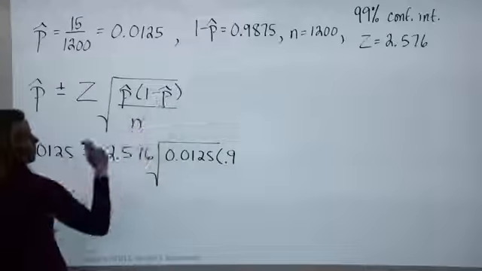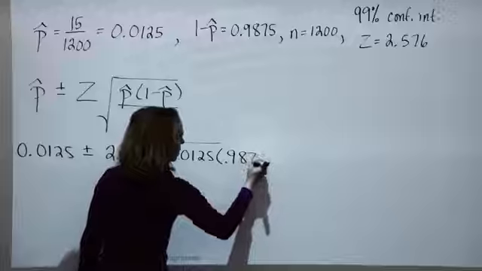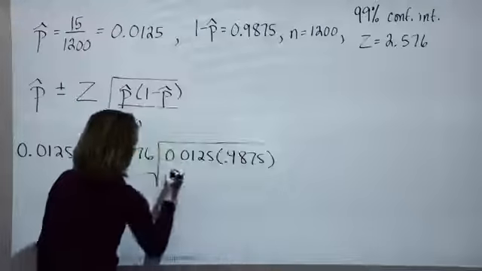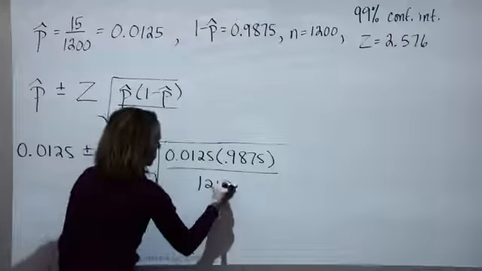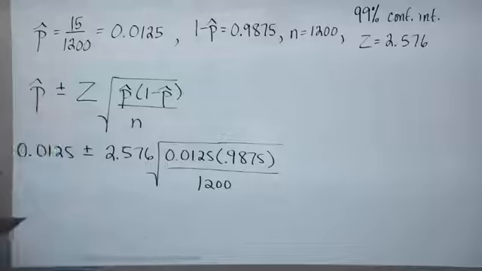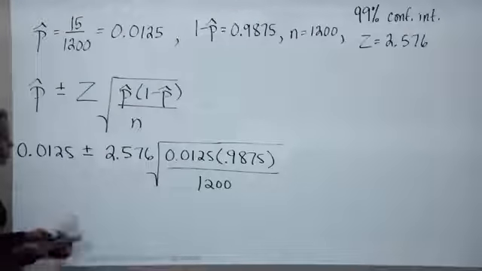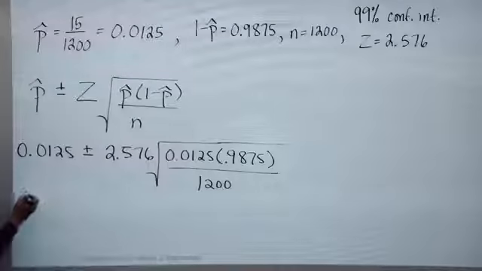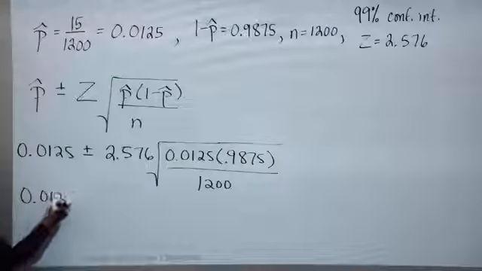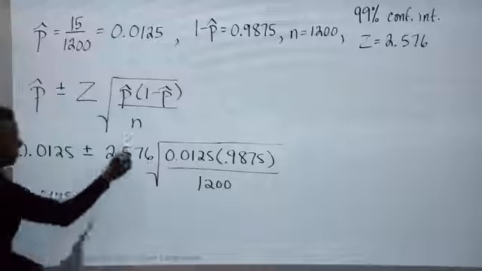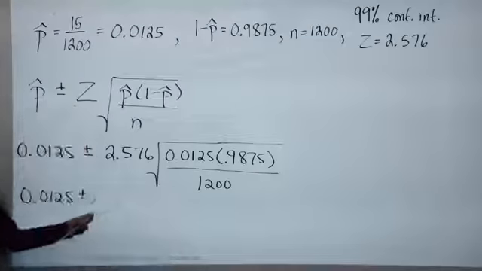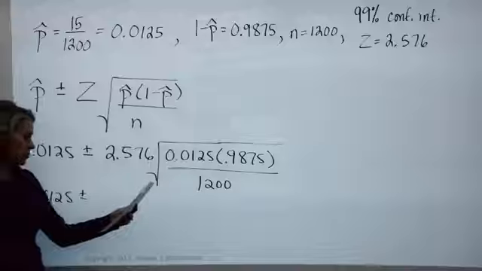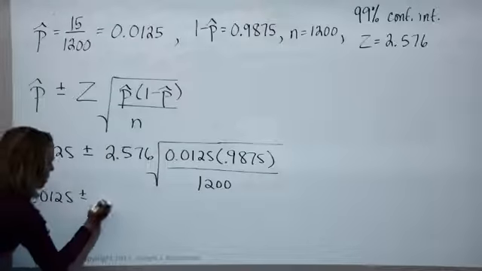Here, we've already computed 1 minus, so I'm just going to put the 0.9875. And our sample size was 1,200. Go ahead and, it's good practice to compute that margin of error part first. So if you compute just this, the margin of error is about 0.0083.